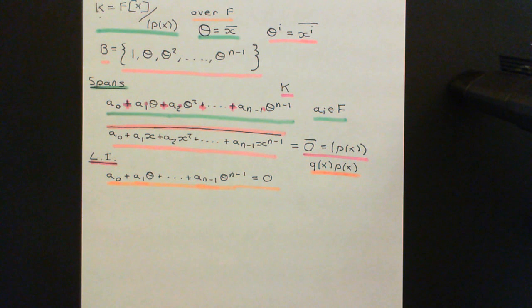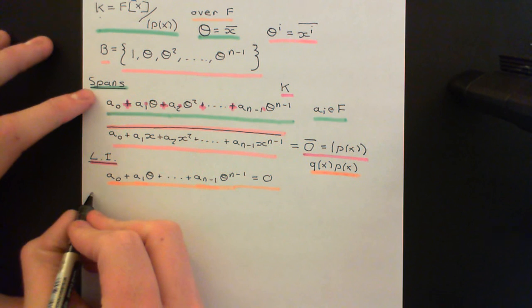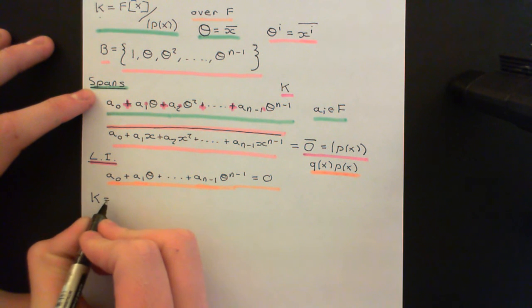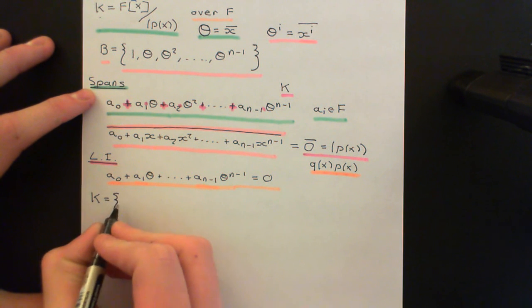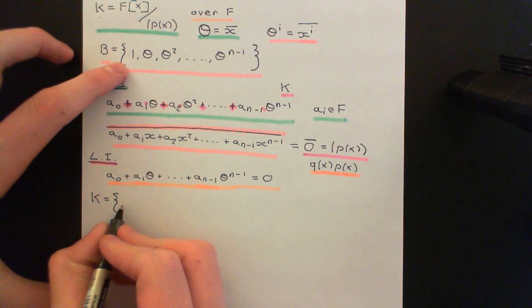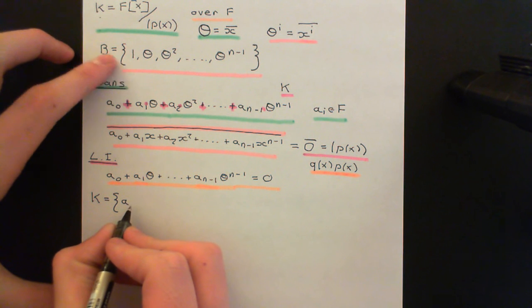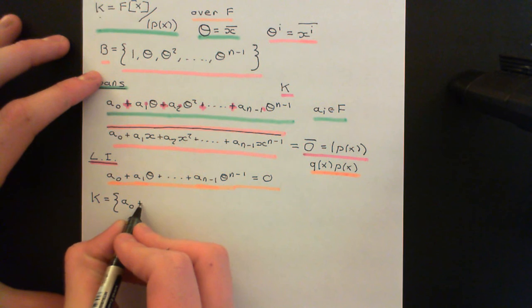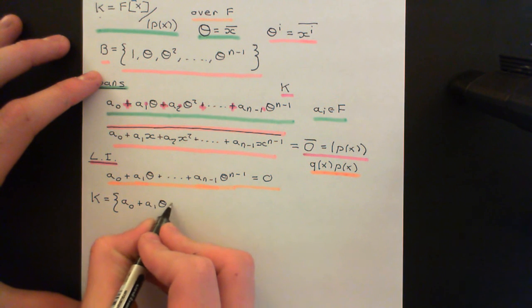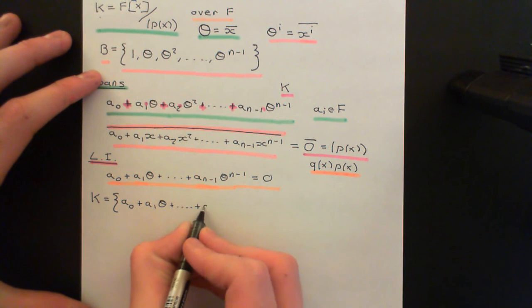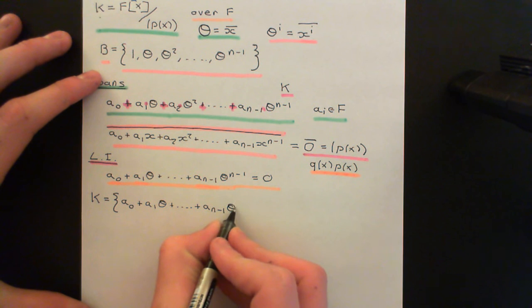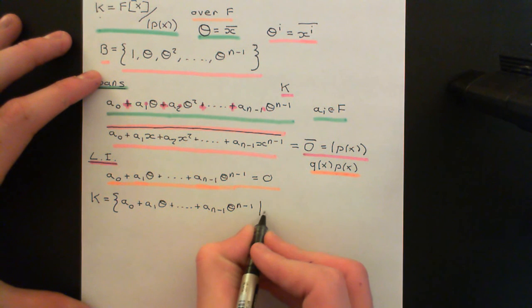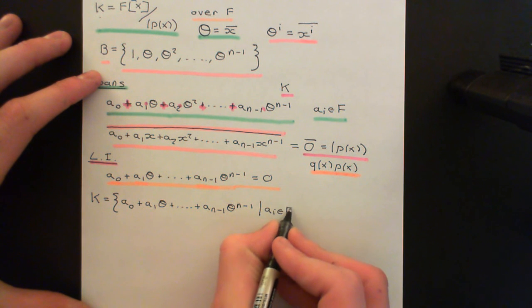Excellent. Okay, right. So that means then that we can write all of the elements of our field extension capital K, and indeed we often will write all of the elements of our field extension capital K as linear combinations of these basis vectors. So we can characterize now all the elements of our field extension capital K like so: a0 plus a1 theta plus all the way up to an minus 1 theta to the n minus 1, where the ai's are from the field capital F.